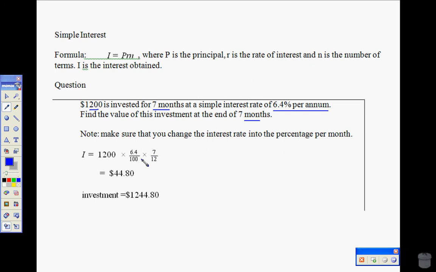The 6.4 is in percentages, so we're going to take it as a percent there. And then we've got 1200. So we have the 1200 times the 6.4% times the 7/12 of a year, and that's going to give us $44.80. So if we want to find the value of our investment, we'd get our interest and add it to the principal. Now, that's the thing about simple interest, is that we only get the interest with this calculation. So be really careful if you do have something like that.